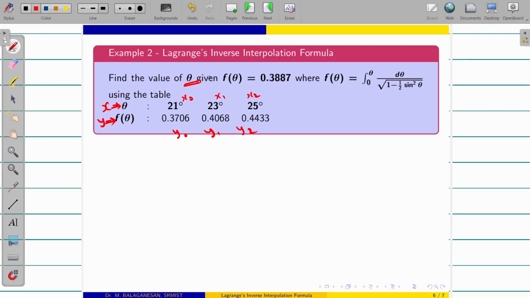Now we have to find the value of x if the y value is 0.3887. Is it in ascending order or not? Yeah, it's in ascending order. So 0.3887 should be here. So the value of x, I mean theta, will lie between 21 and 23. Here also we can conclude whether the result we are going to get is right or wrong. Okay, fine. Now come to the problem.